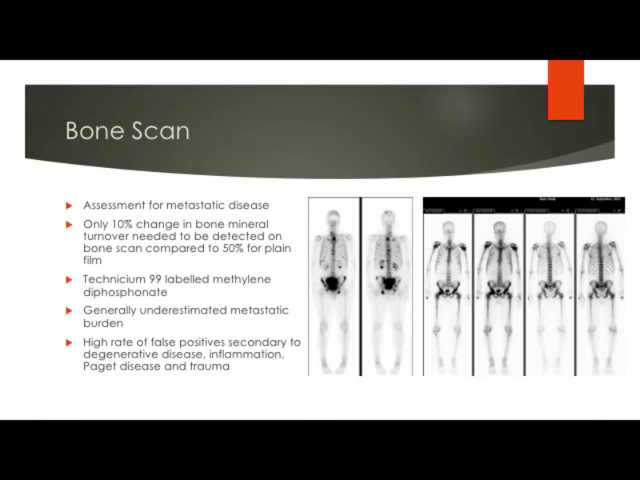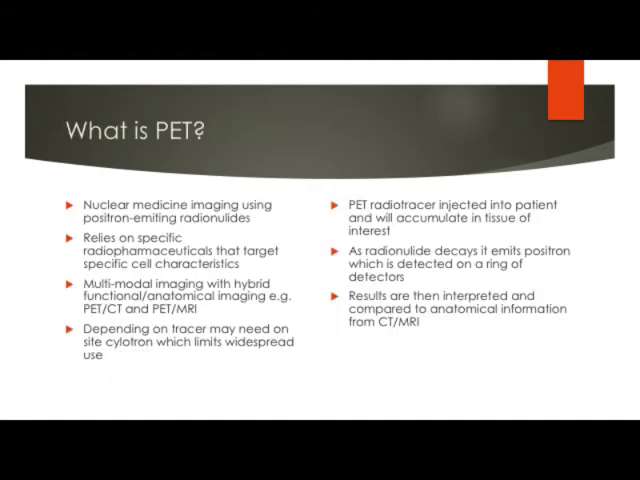So in the interest of time, I'm not going to spend a huge amount of time talking about bone scans. It's been around for quite a long time. It uses technetium-99 labeled methylene bisphosphonate, and it's generally thought to underestimate the burden of metastatic disease, with a high false positive rate. So you've probably all seen the report that says could be degenerative, could be inflammation. So generally it's a test we routinely use, but it's not always that useful, if that makes any sense. So I thought the next part of the talk is to briefly talk about PET.